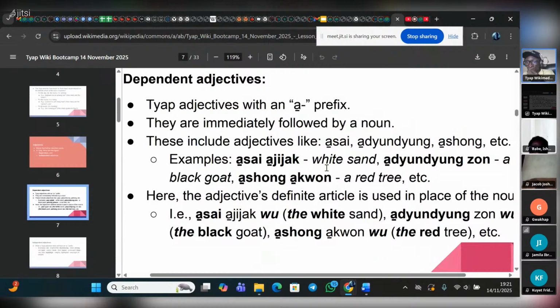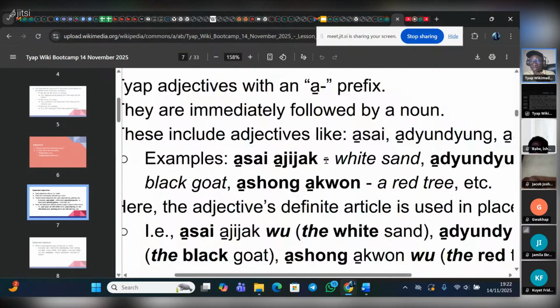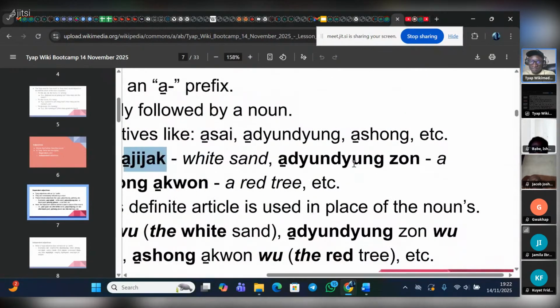And then we also have some examples of the usage wherein we use the adjectives followed by a noun. We have asayajijak. Asayajijak means white sand. Asai is white, while ajijak is sand. Then we have adindungdung. Sorry, I will still beg for your pardon for my translation.